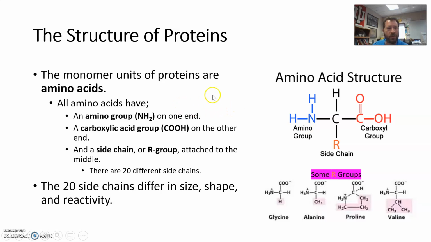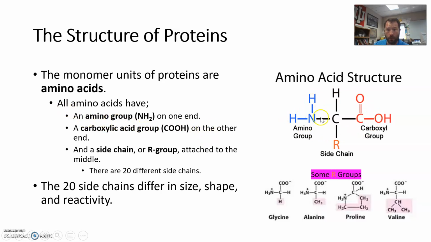So starting off with the structure of a protein, we see the image here. Proteins are made up of monomer units called amino acids. So here is a general picture of an amino acid. All amino acids have three main parts.